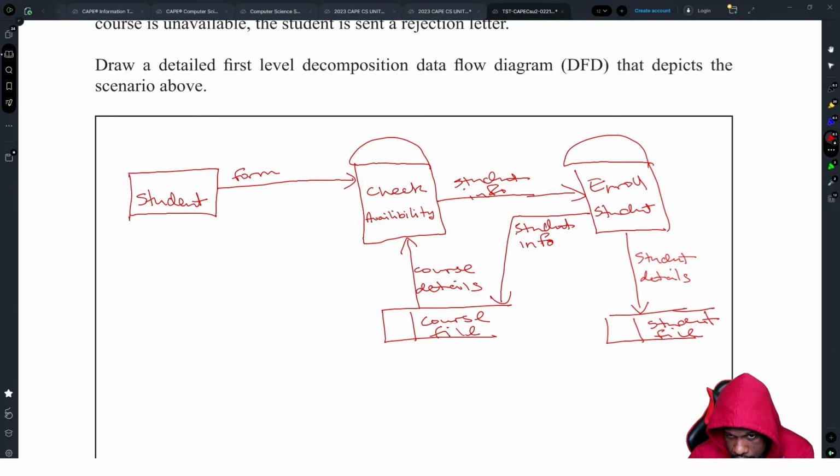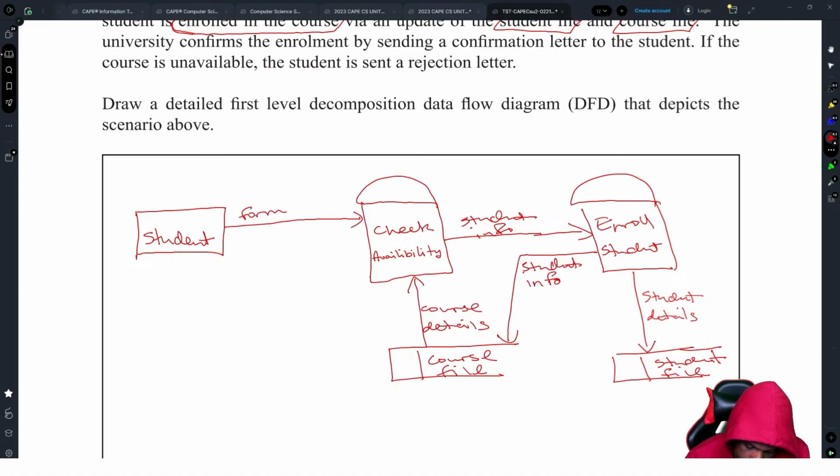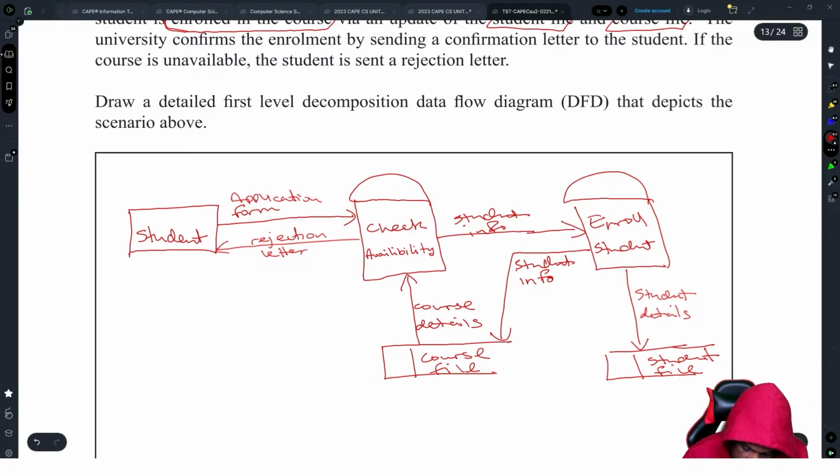Right, so to enroll the student now, the university confirms the enrollment by sending a confirmation letter to the student. If the course is unavailable, then we send the rejection letter. And if it is available, the enrollment is confirmed by sending a confirmation. So the enroll student process is going to be the one that has to send all of the information back this way.